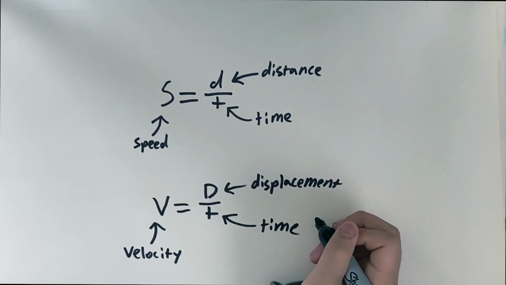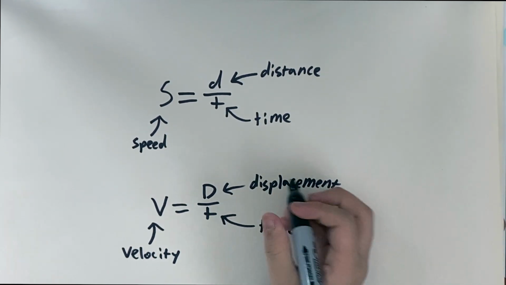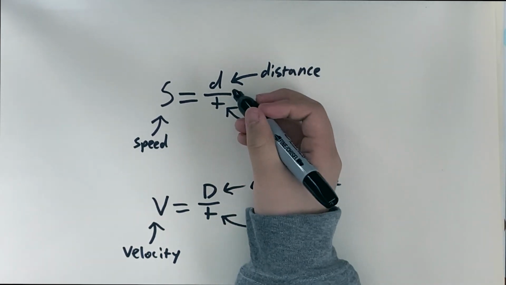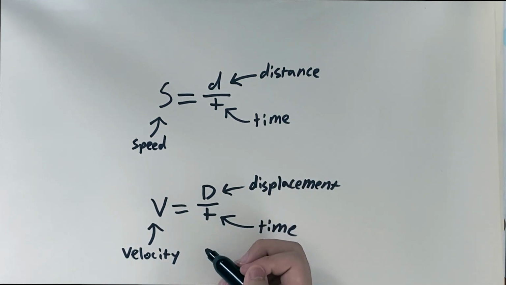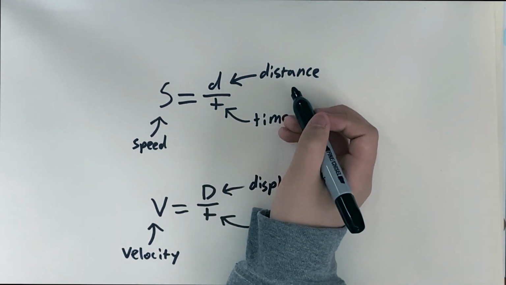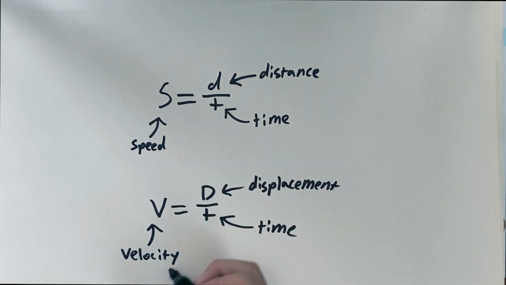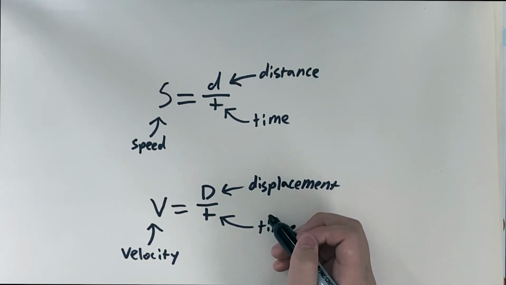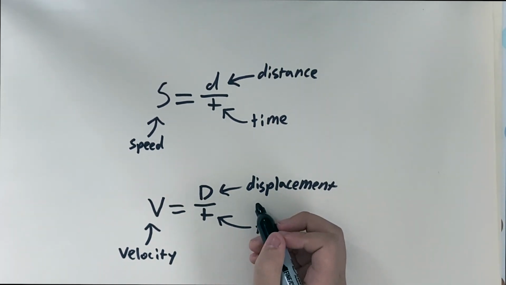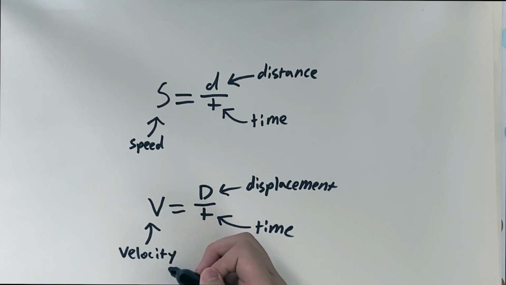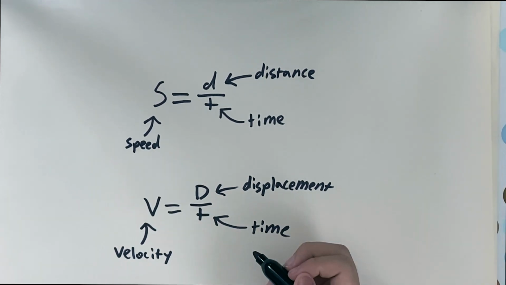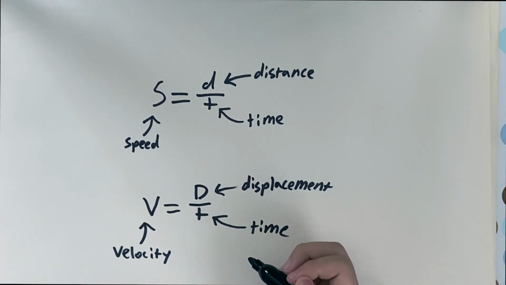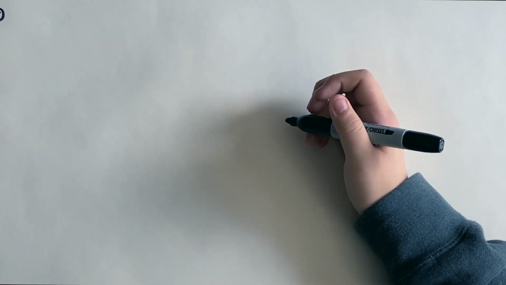The only difference between these two equations is that this is displacement and this is distance. This makes sense since speed and distance are scalar quantities while velocity and displacement are vector quantities. Since displacement can be negative, velocity can also be negative. Using these equations, we can solve many problems. Now let's try to solve a problem with speed and velocity.